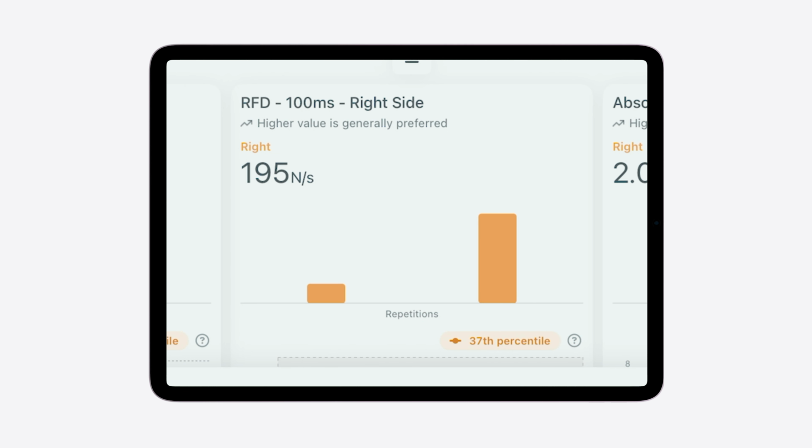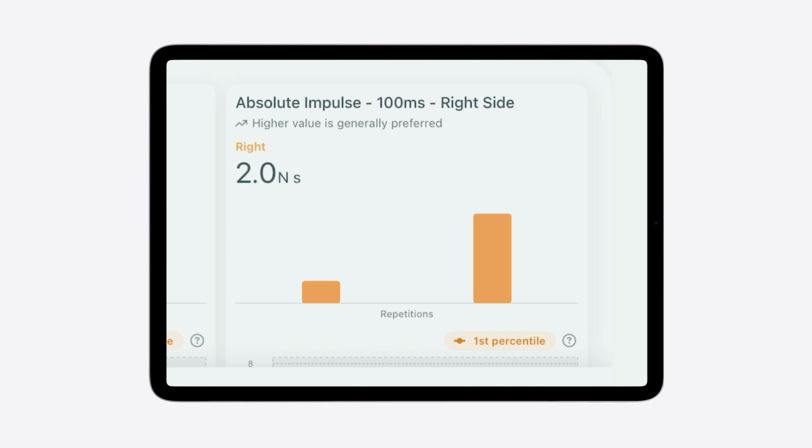But then what we look at when we're comparing the two is our RFD metrics, roughly at about 100 milliseconds. And then we also want to see how much force he produces at time by looking at this absolute impulse at that same time point.